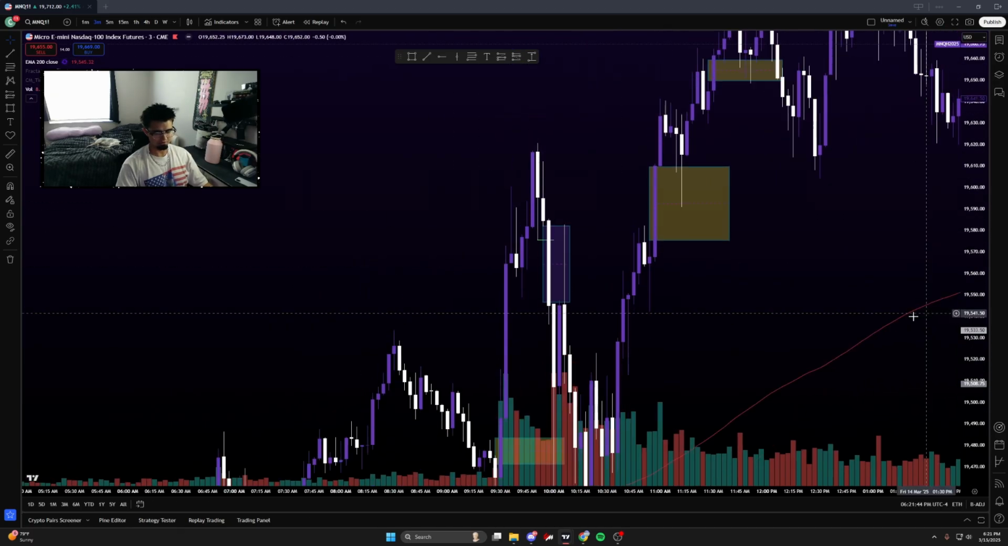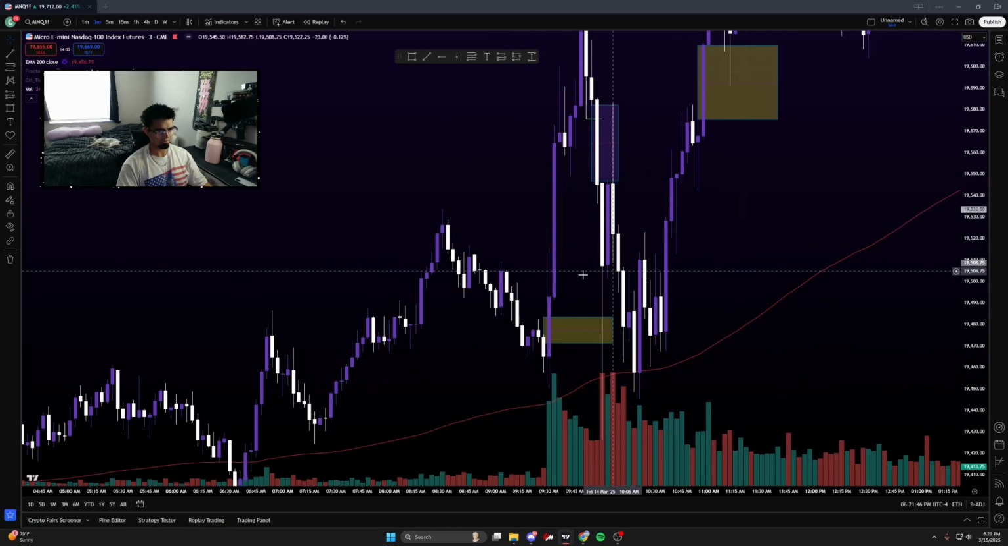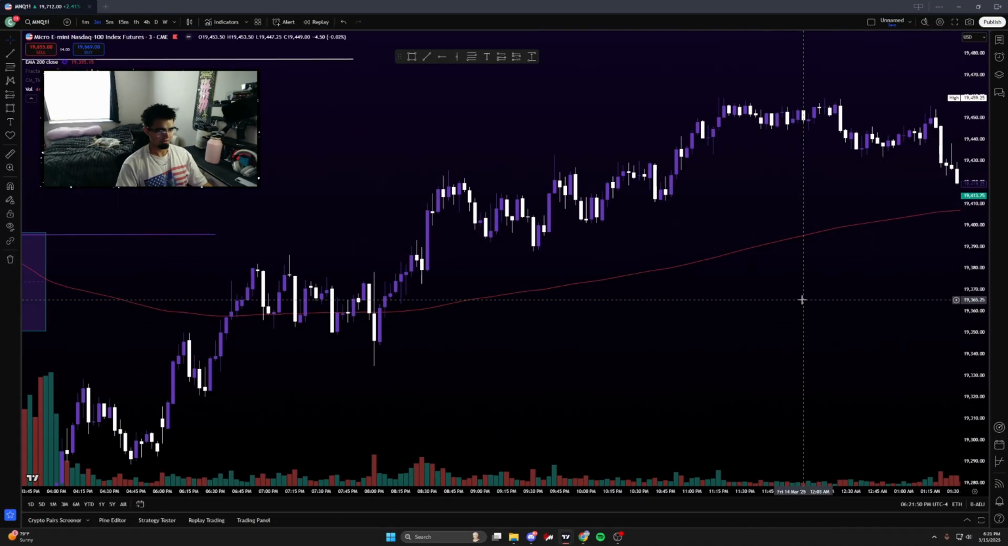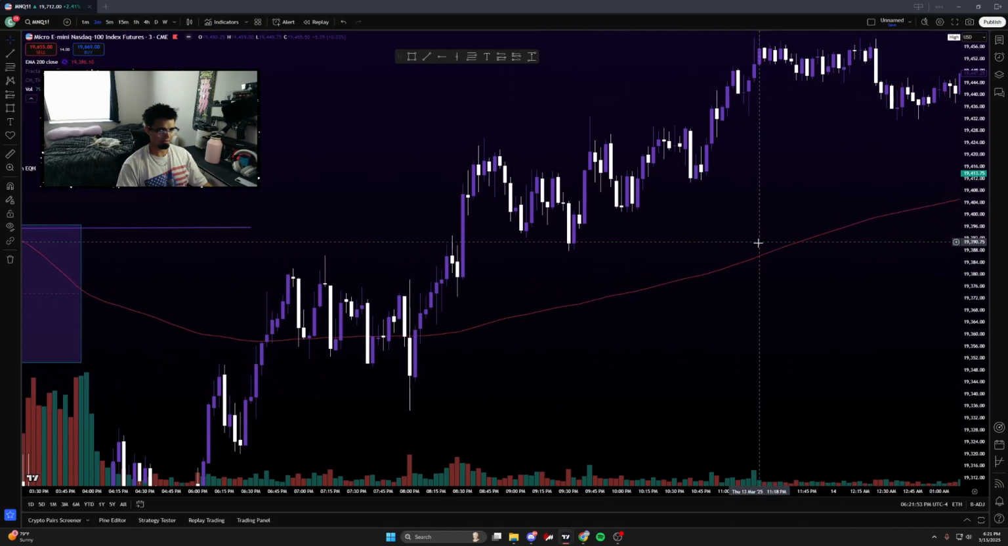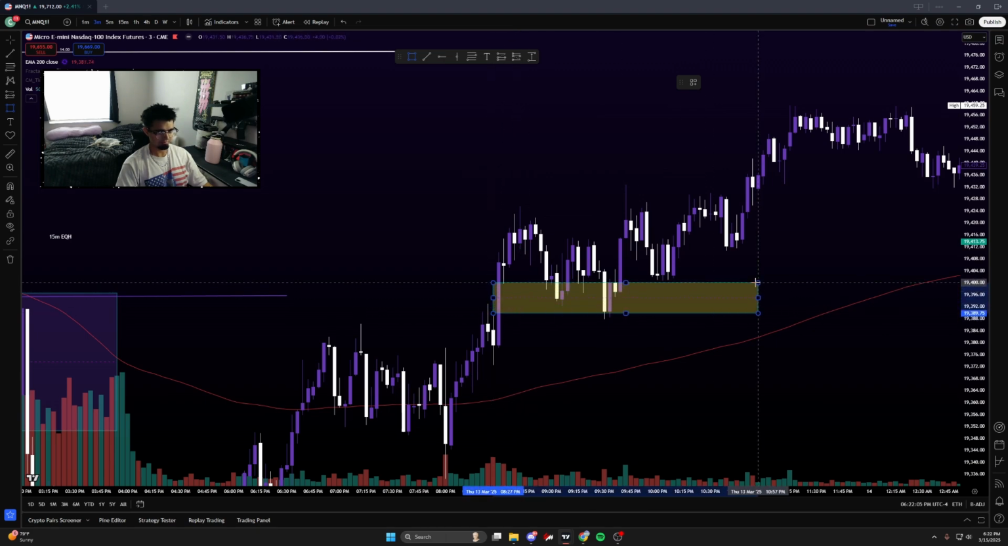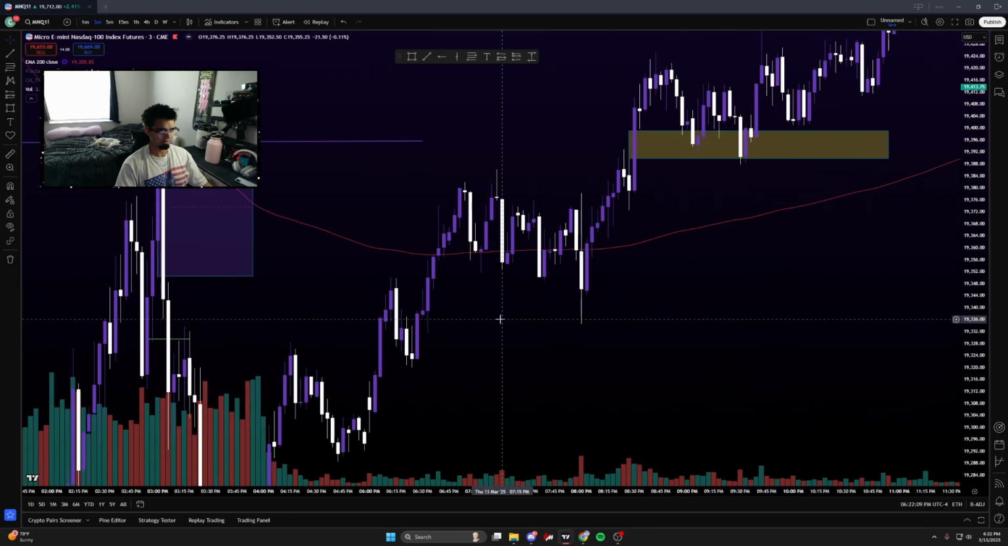So let's just go over more on how to see fair value gaps. Right here, we have a bullish fair value gap. Even though this is a bearish candle, it doesn't matter about the color, it just matters about the wick. We see our wick, we see our gap, and we see the other wick. Bam. Bullish fair value gap, gets respected, price moves higher.